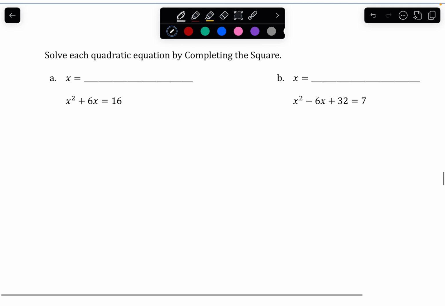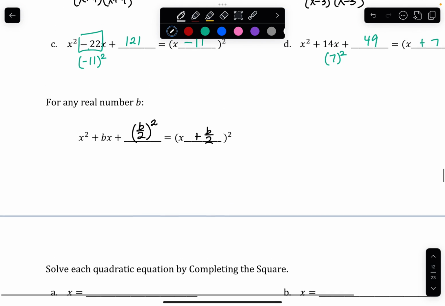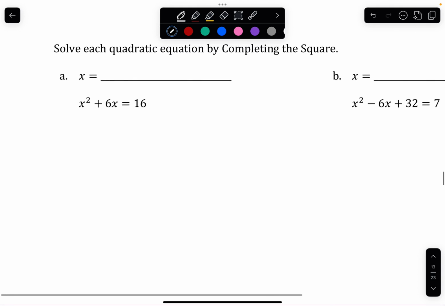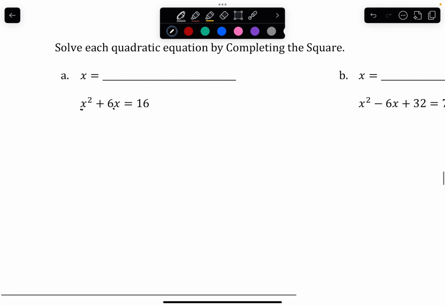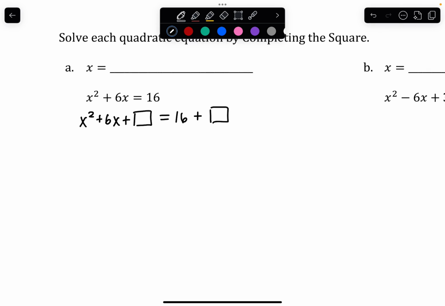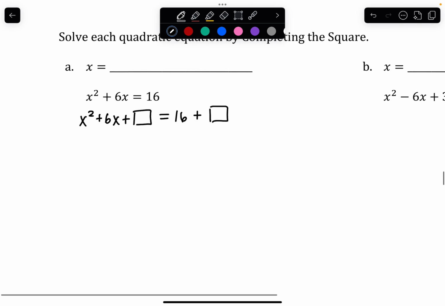Okay, so we're going to solve each of these quadratic equations by rewriting it as a perfect square. And so to do that, your setup is you have to have your x squared and your x term equal to a constant. And then I like to add boxes. Okay, and so you're going to add a number to both sides of the equation. You can't just add a number to one side of an equation. You have to keep it balanced.